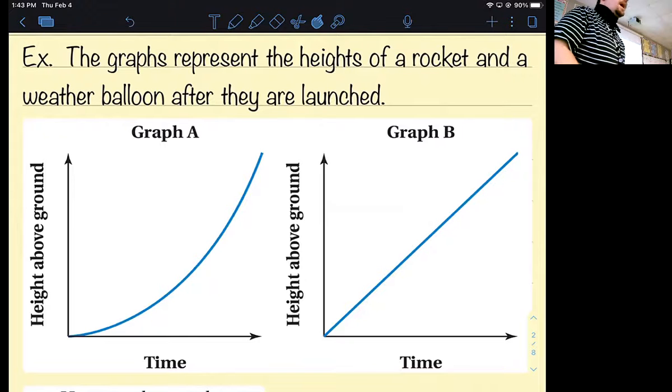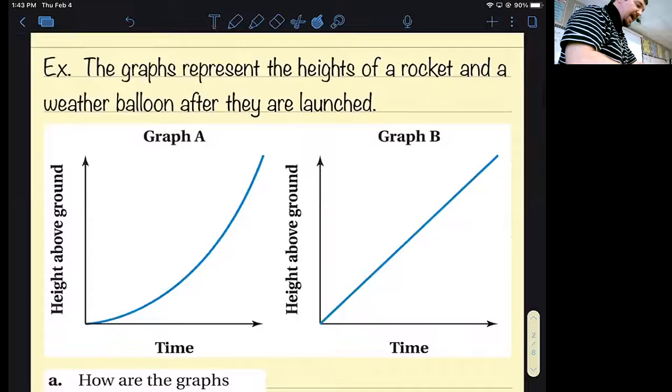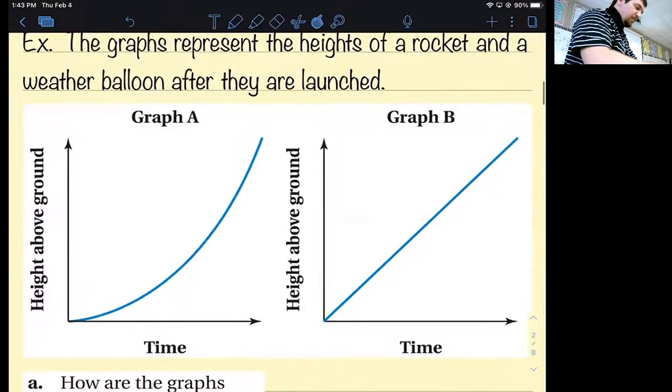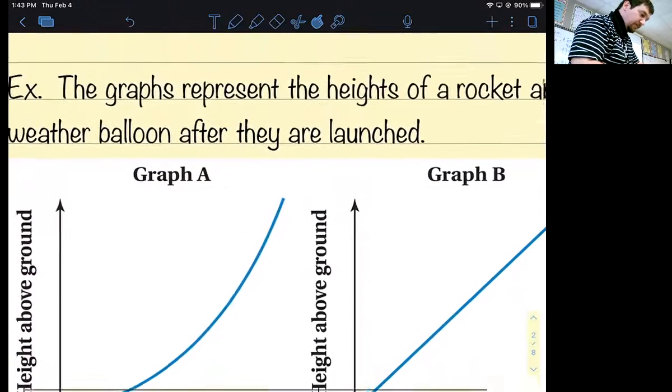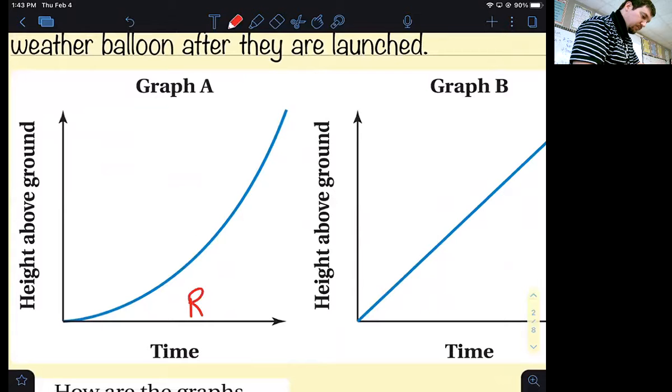Whereas if you watched a rocket take off, it starts off very slow and then it builds its speed as it starts going up, it starts getting faster, okay? And so graph A would be the rocket graph.